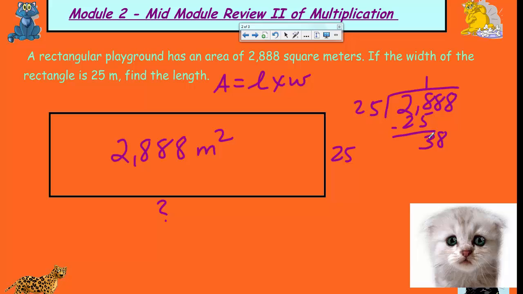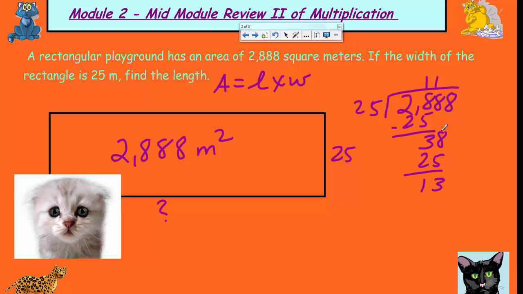Now 25 is going to go into 38 one time. This is really easy, Mr. Ward. Boy, you pick all the easy ones. I know. And this number keeps ending up being smaller than my divisor. Therefore, I know that I took out the right amount. Now I can come down and drop one more 8.